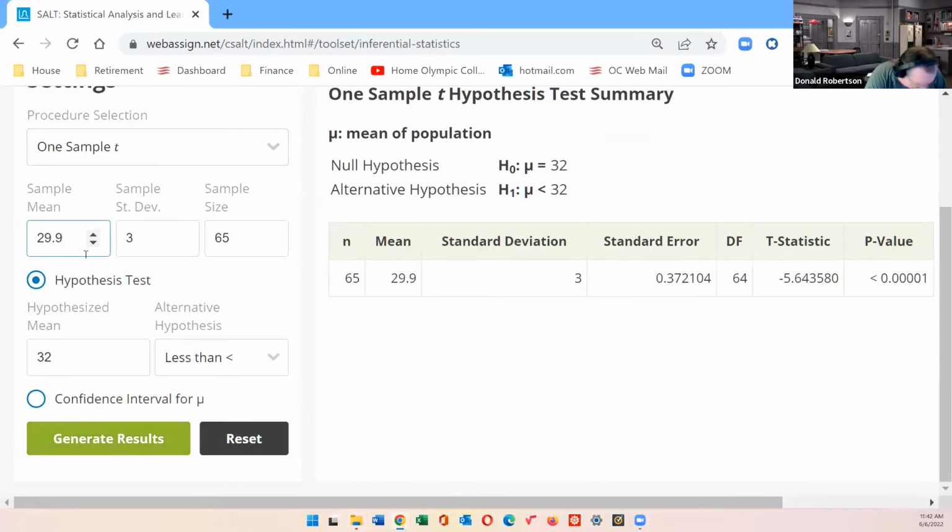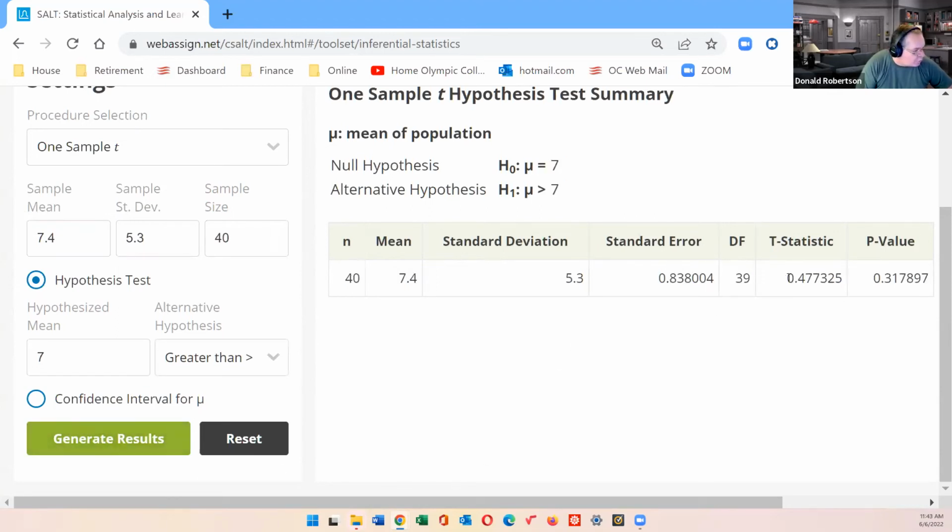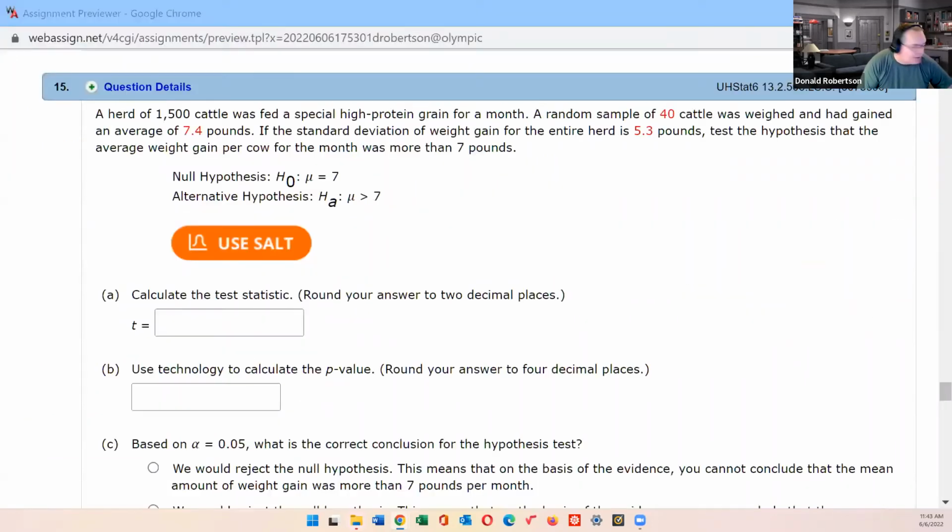And the sample was 7.4. And standard deviation was 5.3. And there wasn't that many, there was only 40, which is getting really dangerously low. This fella was 7, and we're trying to see if we can prove that it's greater than 7. Are you comfortable about the numbers in the setup here? So I generate results, and okay, we got a test statistic of 0.47 and a p-value 0.3. So I'll put them in a minute.